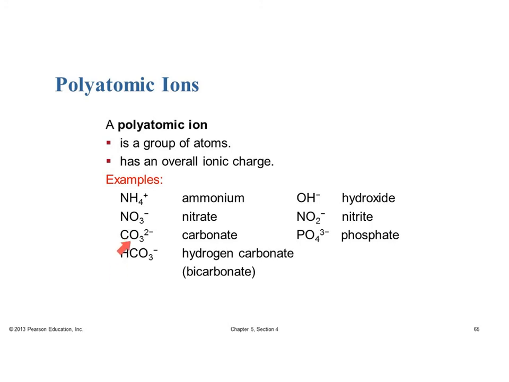Let's take carbonate, for example. Carbonate, CO3, 2 negative. Just to make sure we're clear on what we're looking at, carbonate is 1 carbon and 3 oxygens. The group of them together has adopted 2 extra electrons from somewhere. And that whole unit has a charge of 2 negative. Not the oxygens or not the carbon, but the whole unit has a charge of 2 negative.